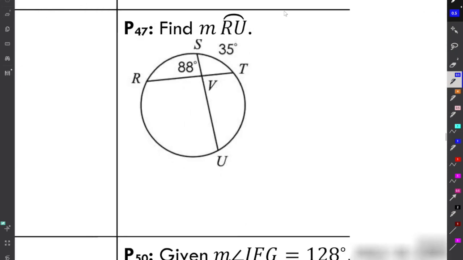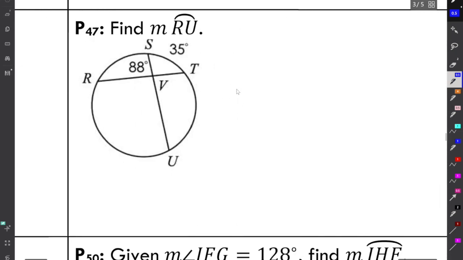Number 47. Okay, find the measure of arc RU. Remember, when we have two chords intersecting inside the circle, the angle in the middle is going to be equal to half of the sum. Now we're trying to find the arc, though, so I need this angle. Notice that this angle right here that I just drew an arrow to is a linear pair with this 88 degree angle. So we do 180 minus 88, and that gives me that the angle inside is 92 degrees.